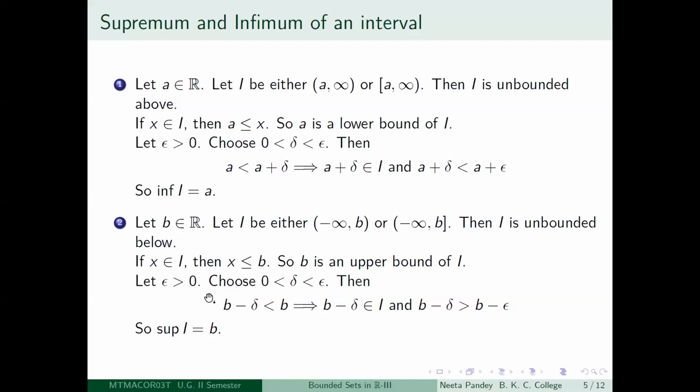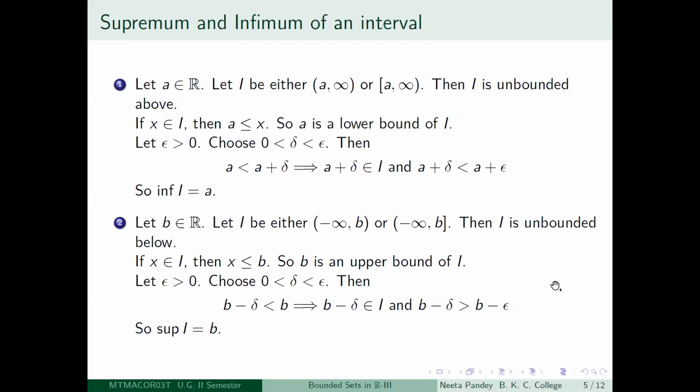So carefully, if you want to write down, again you take any delta between 0 and epsilon, then look at the number b minus delta. Since delta is positive, b minus delta is less than b, which will imply that b minus delta belongs to I. Whether I is this or this, it doesn't matter. And also, since delta is less than epsilon, b minus delta is greater than b minus epsilon, because minus delta will be greater than minus epsilon.